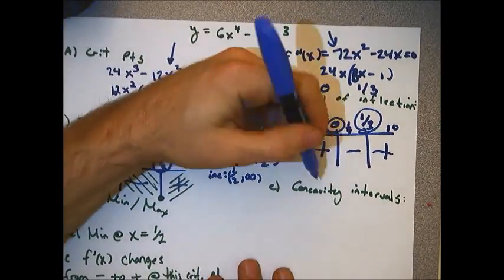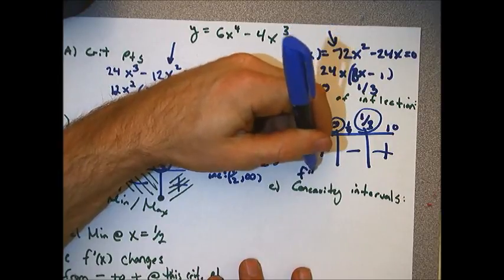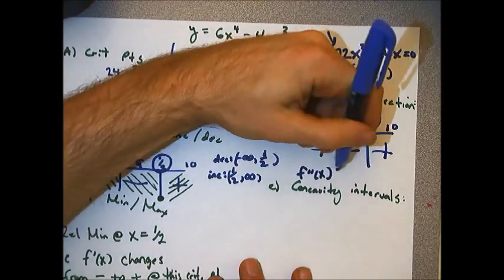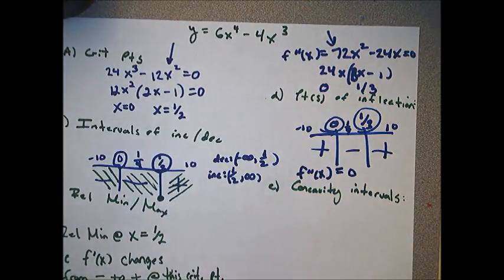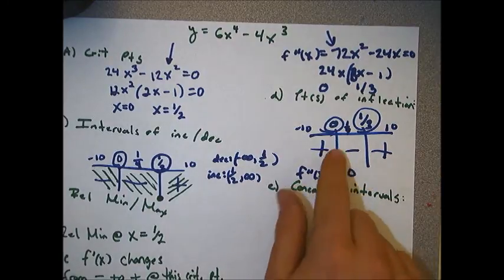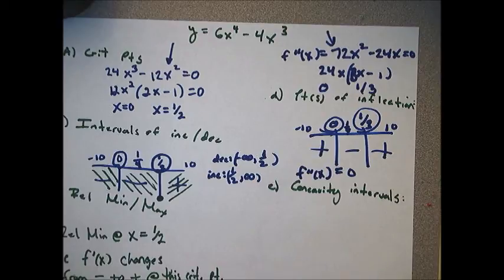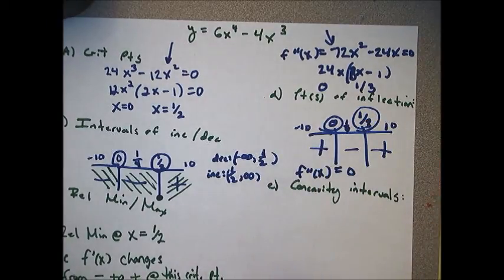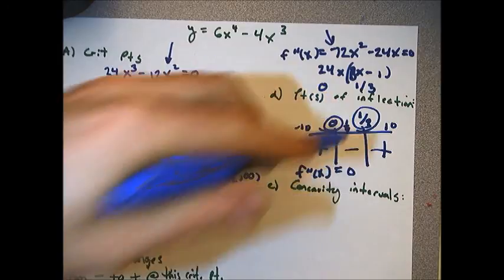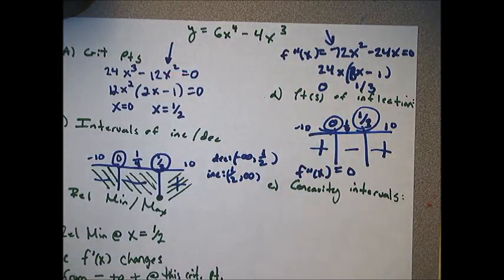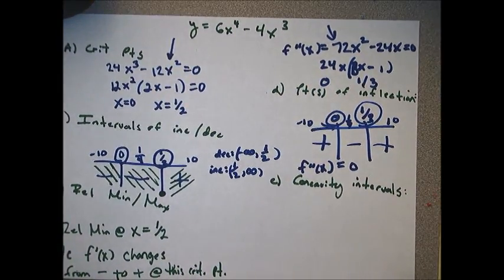Your justification is why? Because f double prime of x is equal to 0, and also because it changes from positive to negative at 0, and it changes from negative to positive at 1/3. So to justify a point of inflection, you want to talk about something about f double prime of x changing from either plus to minus or minus to plus around the, so now instead of a critical point, it's changing around the, what we're calling a point of inflection.